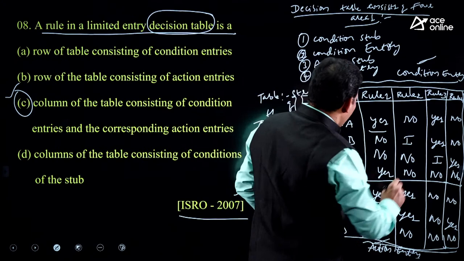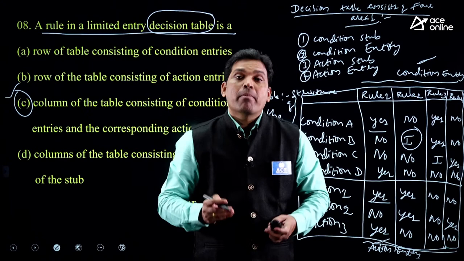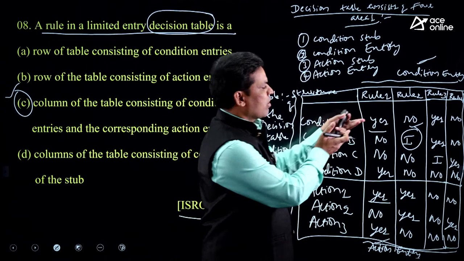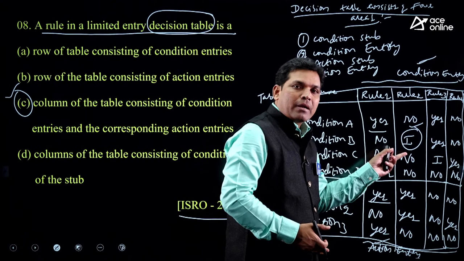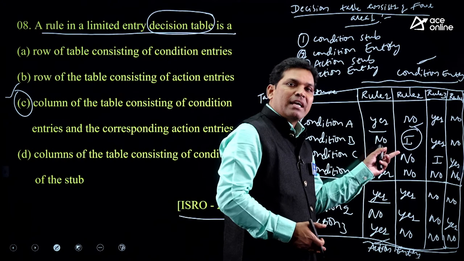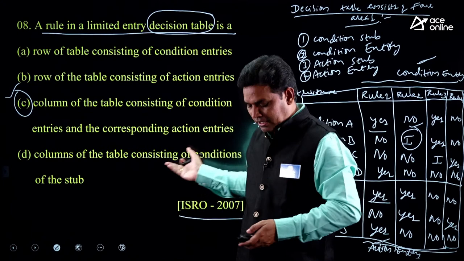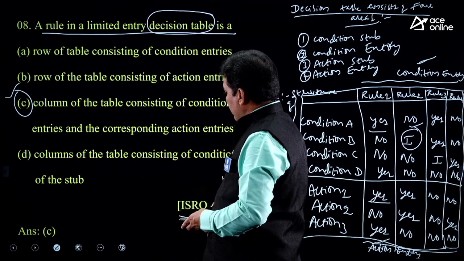What about this I? Neither yes nor no. An immaterial case means an improper case, an improper condition. Again, one more concept about the immaterial case. It is supposed to be converted into a material case. A material case is nothing but either yes or no, but it should not be improper. Then only can the testers perform the testing process for the given decision table properly. The answer is C.